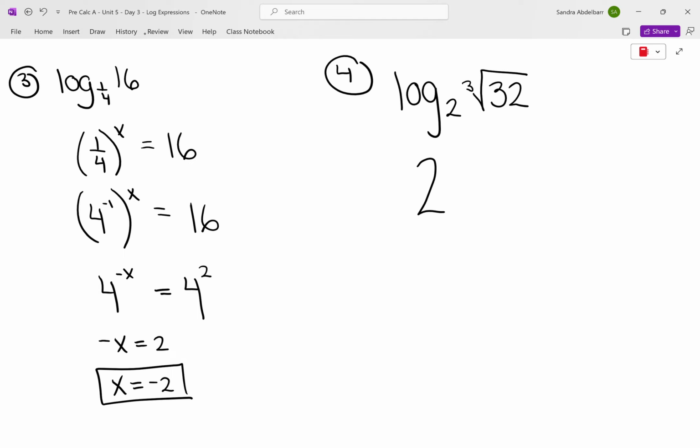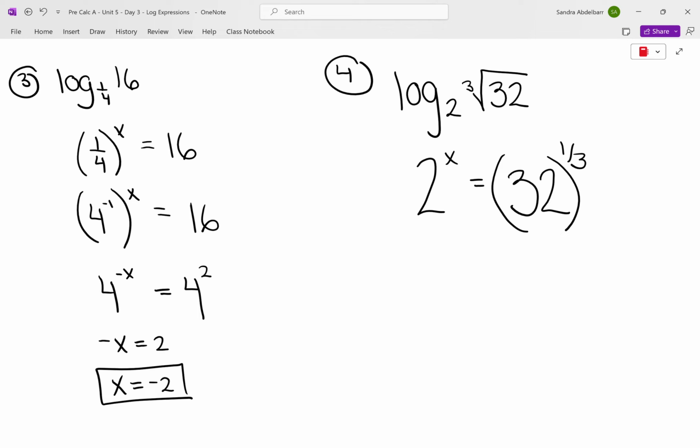So we're going to change this into exponential. So we have 2 to the x is equal. Now I want to change this radical into exponential. So this is going to be 32 raised to what power? 1/3.